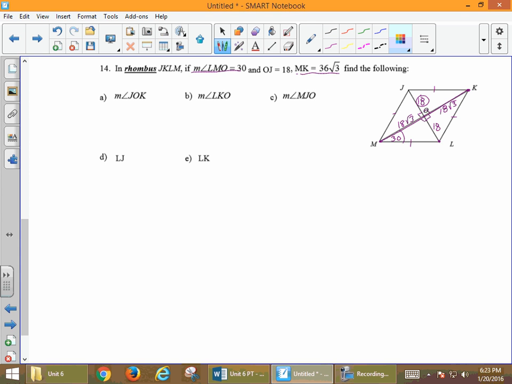The other special trait about rhombi is that the diagonals are not only 90 degrees, but they also bisect the angles. So that means that angle LMO and angle JMO are congruent, as are the top two. These are all 30 degrees. Those are all 30 degrees.